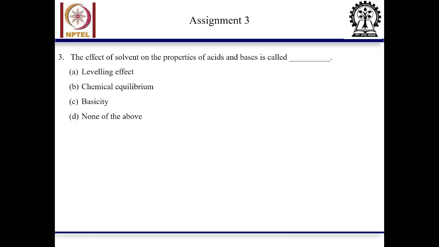Okay. So now question 3 is: the effect of solvent on the property of acids and bases is called what? Can anyone tell? Okay, so they are saying the leveling effect. Yes. In the last class I told you about the leveling solvent, and I have already explained what leveling solvents are. Suppose we have water; if we put any acid in it, it will form the hydronium ion and it will level the acid.